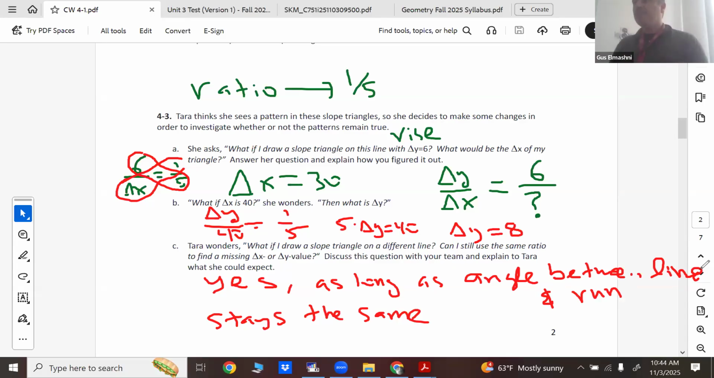Okay, so we got 8. Does 8 make sense? Yep. You want to maintain that ratio. 8 and 40 is 1/5, right? You can cross multiply: 5 times delta y equals 40 times 1. So delta y should be 8. And see, it's kind of a weird question.